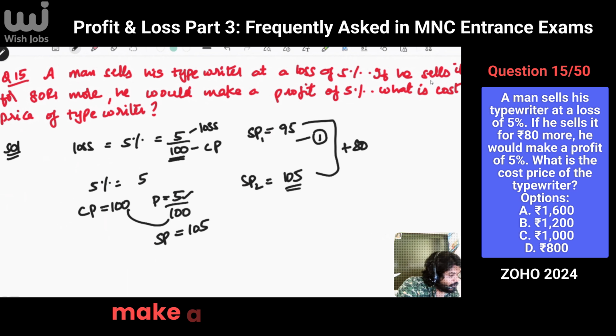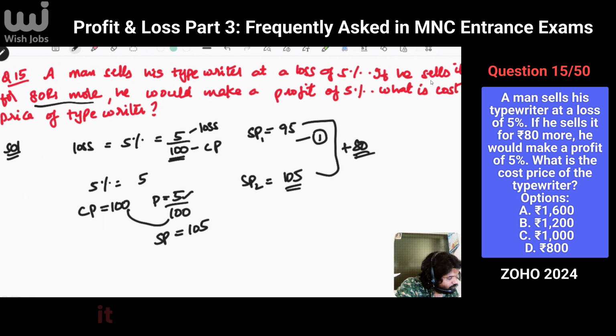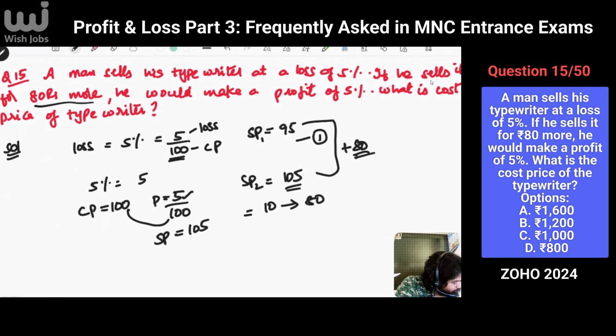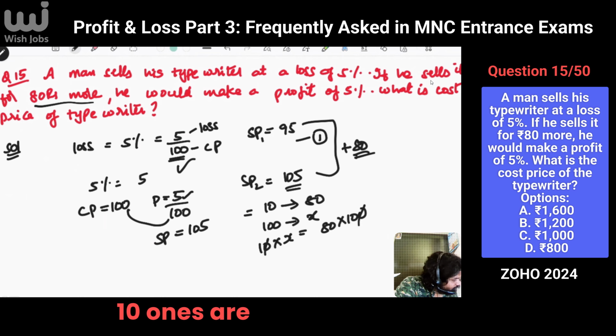So he told he would make a profit of 5%, but he will sell for 80 rupees more. So the difference between them is 80 rupees. From 95 to 105, the difference is only 10. When 10 becomes 80, what will be the cost price? Cost price is 100. 100 will become what? 10 into x equals 80 into 100. 10 ones are 10, tens are.